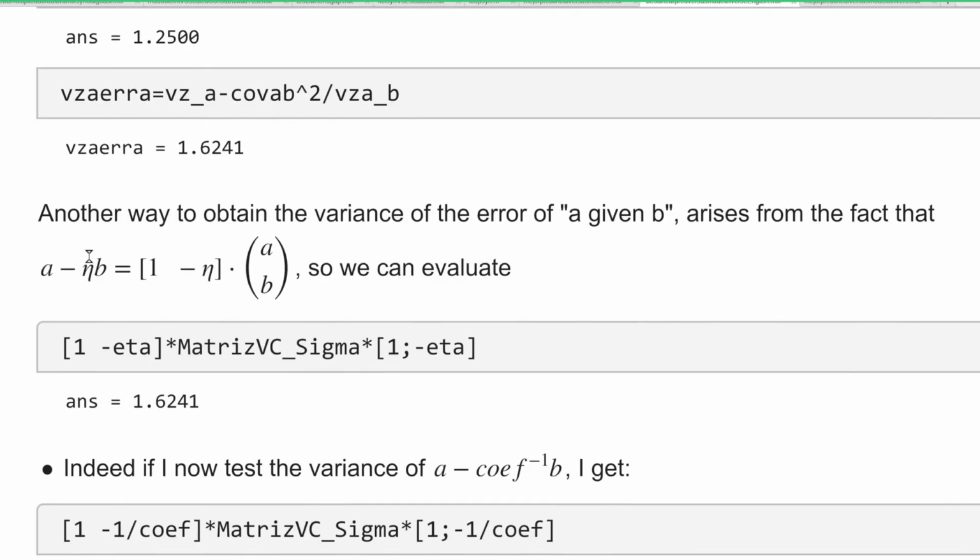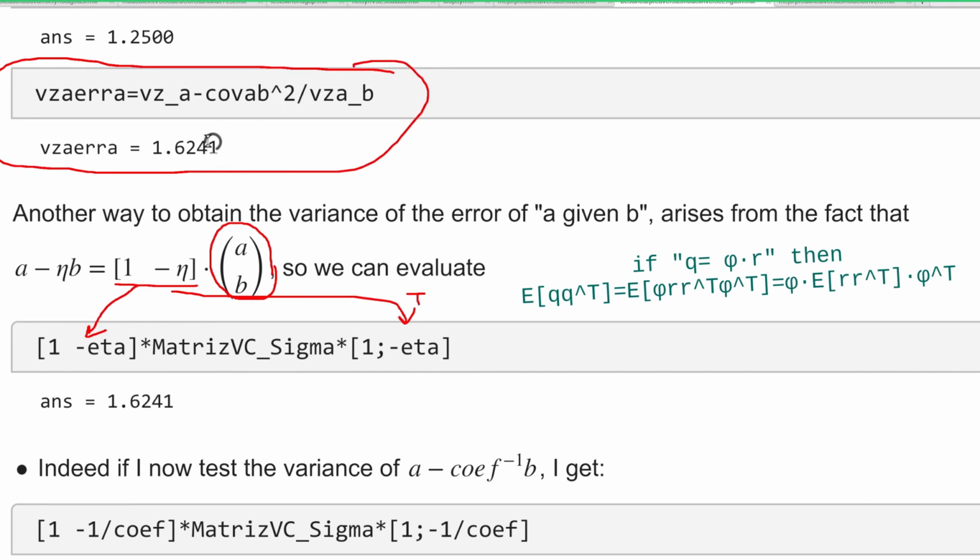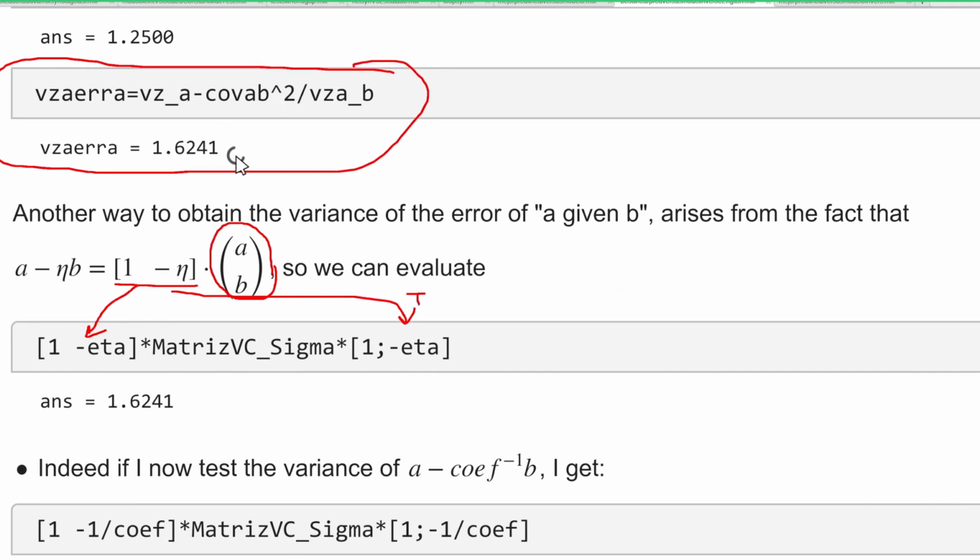The prediction error, A minus the estimate of A, which is eta times B, is equal to a row vector times a column vector. It can be shown that the variance of this is obtained by multiplying the covariance matrix of A and B by this on the left and by this transposed on the right. So I get 1.62, which of course coincides with the figure I had above.